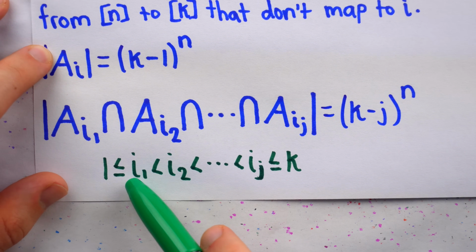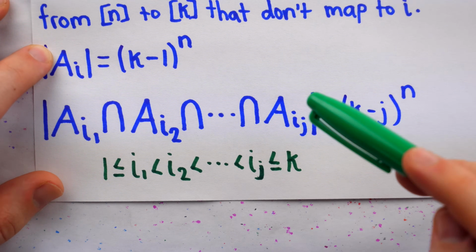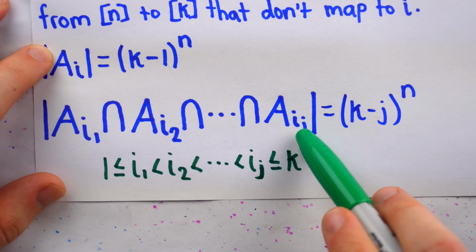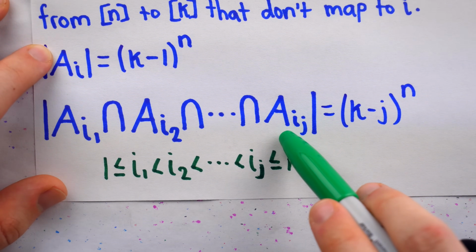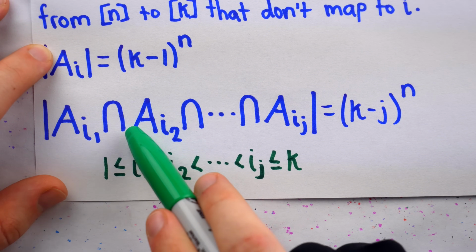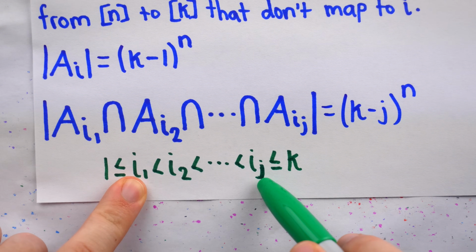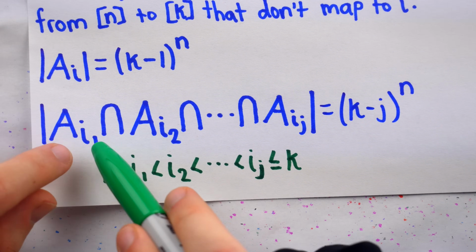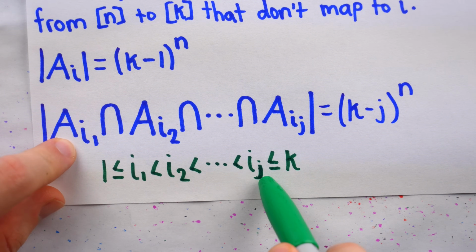Additionally, we may say that I1 is less than I2 and so on up through IJ. That way we've written them in increasing order, and we're saying that all of these indices are distinct. So this isn't AI1 intersect AI1, for example. There's no point in writing that. So we're requiring that all these indices are distinct, and so let's write them in increasing order. I point this out specifically because it's going to show up again in a minute.